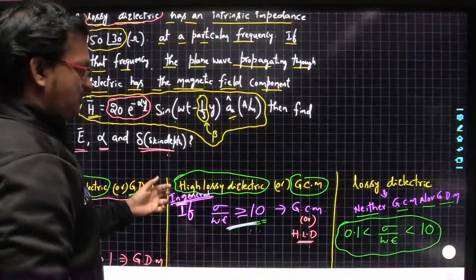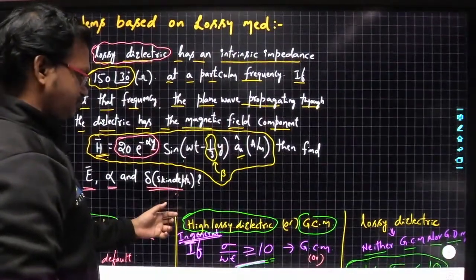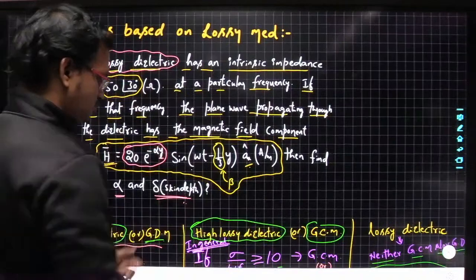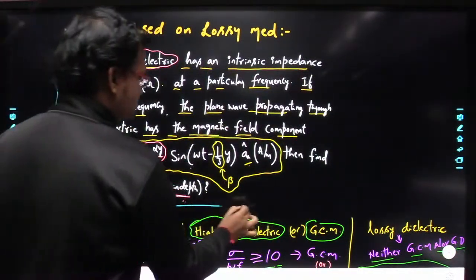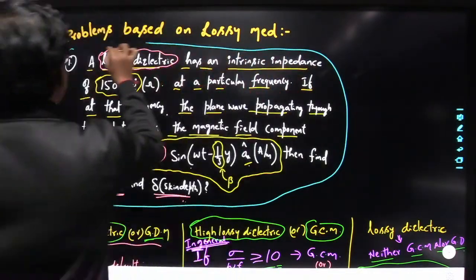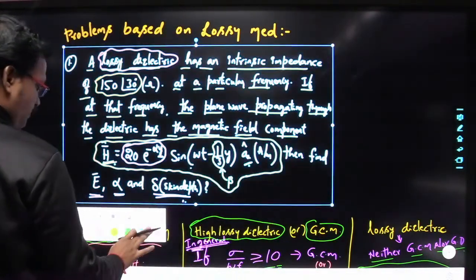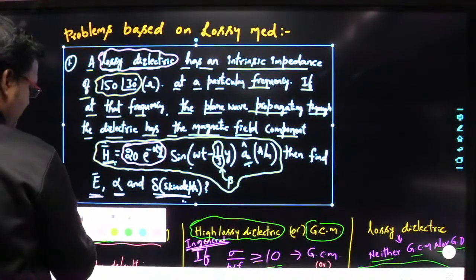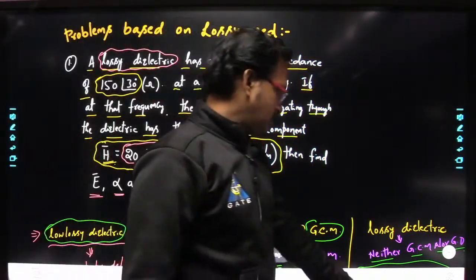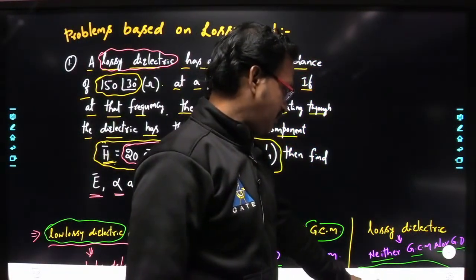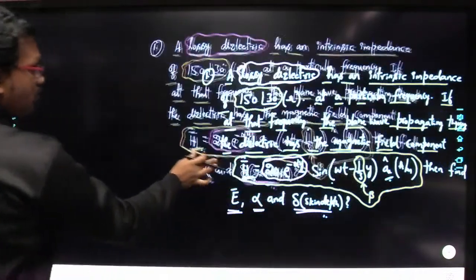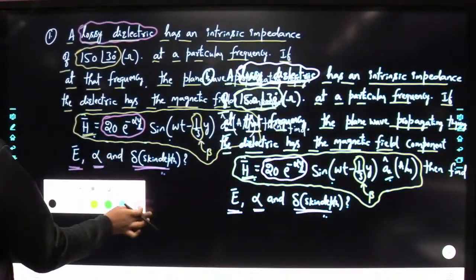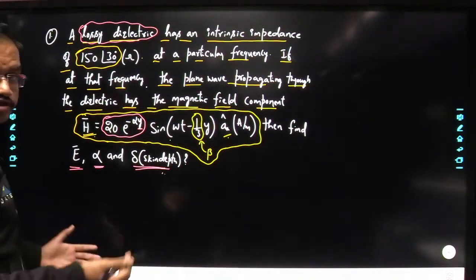Now I'm copying this problem here, and we try to solve it. If you want to determine the nature of the medium, then you have to determine the sigma by omega epsilon ratio. Once you determine that ratio, you can say the nature of the medium.